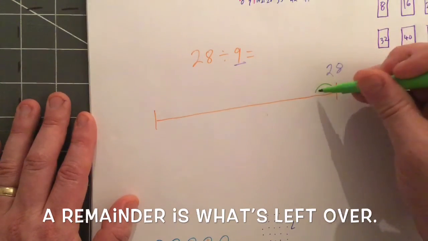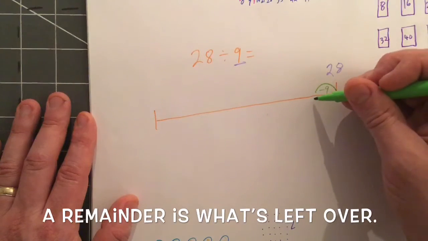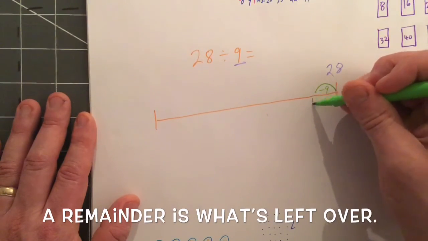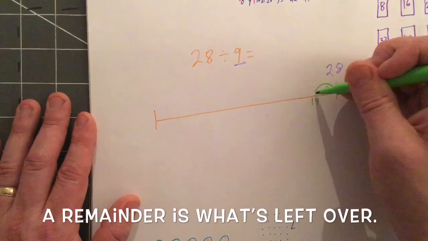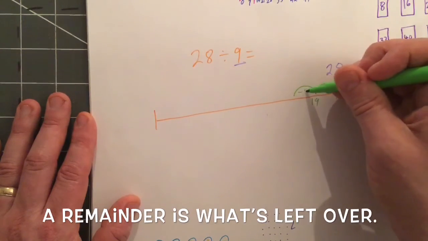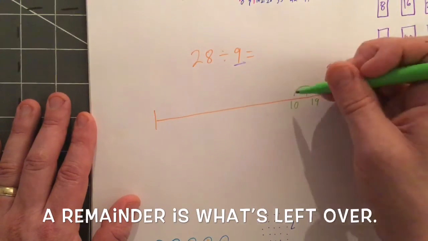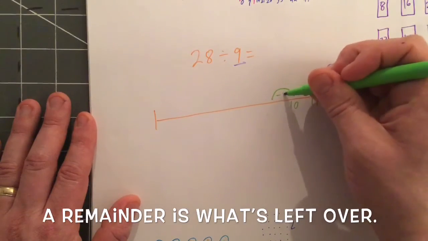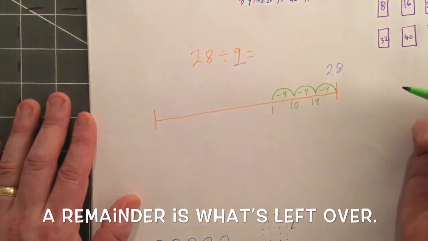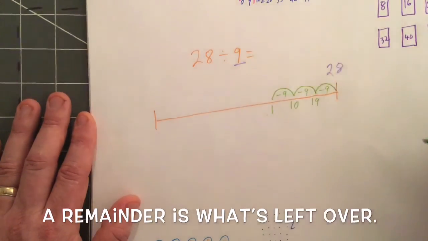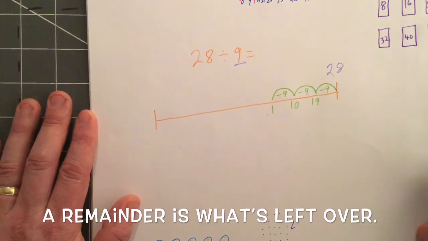Our first one is going to be minus 9. That's going to get me to 19. Minus 9 is going to get me to 10. Minus 9 is going to get me to 1. I can't subtract any more off there. But wait a minute. I'm looking at this and I'm thinking something might have gone wrong.